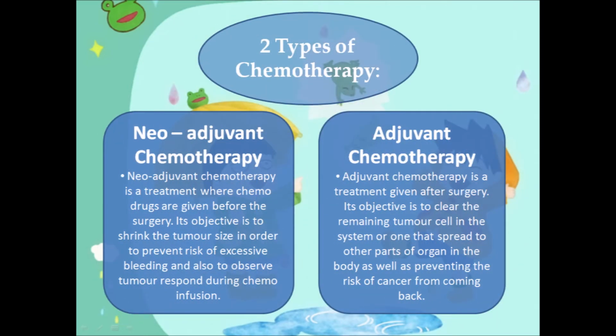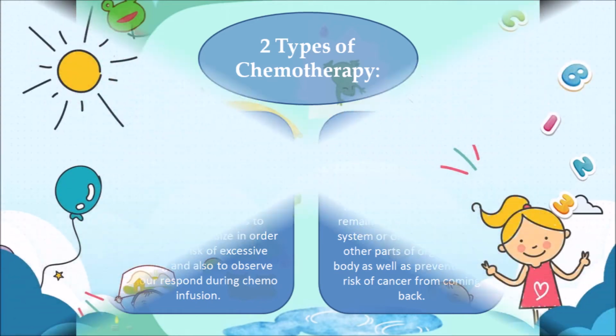Chemotherapy has two types, neoadjuvant and adjuvant chemotherapy. Neoadjuvant chemotherapy is a treatment where chemo drugs are given before the surgery. Its objective is to shrink the tumor size in order to prevent risk of excessive bleeding and also to observe tumor response during chemo infusion. Other than that, adjuvant chemotherapy is a treatment given after surgery. Its objective is to clear the remaining tumor cells in the system or ones that spread to other parts of the body, as well as preventing the risk of cancer from coming back.